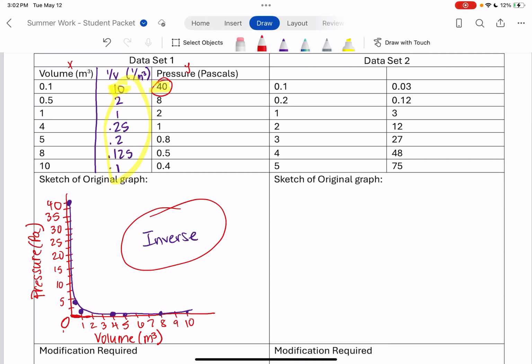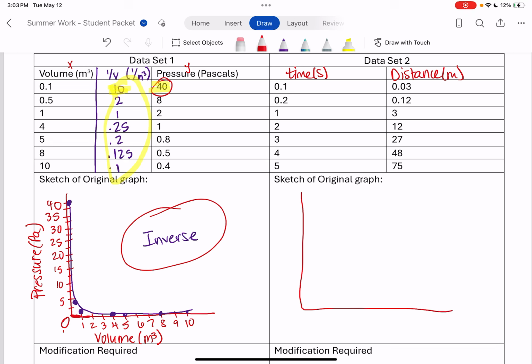I might just do 2 with you, honestly. Maybe I'll do 3. I don't know. All right, so I didn't give you variables here, so I had to make them up. This will be time, and this will be distance in meters. All right, sketch the original graph.